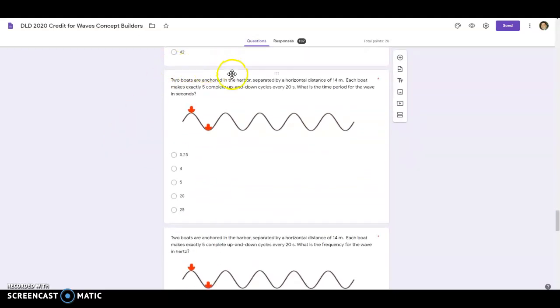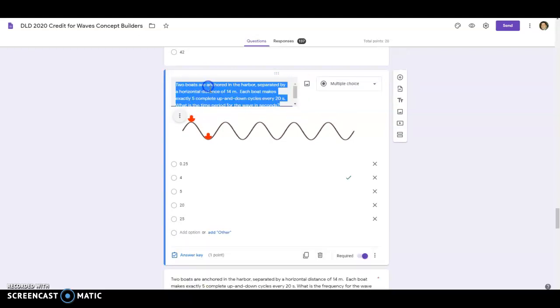Two boats located in the harbor. The horizontal distance of 14 meters, and each boat makes exactly 5 complete up and down cycles every 20 seconds. That's the key information. When you look at this, this is 5 complete cycles, 20 seconds.